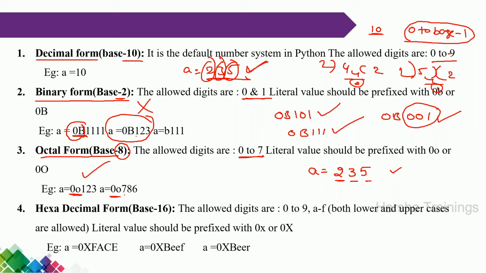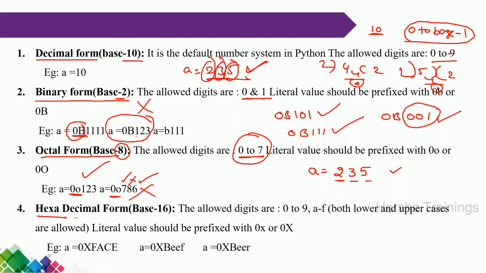Suppose 0, if it is prefixed with 0 in the sense it is not an octal number. You have to check the digits also. So digit 7 is okay, digit 6 is okay, but digit 8 is not possible. Only allowed digits are 0 to 7. So this is invalid. You got it?